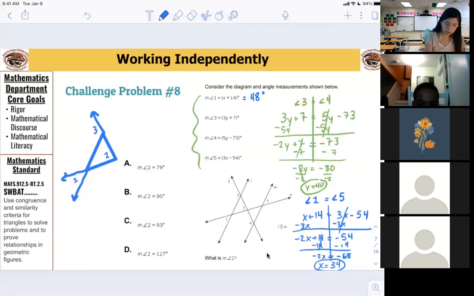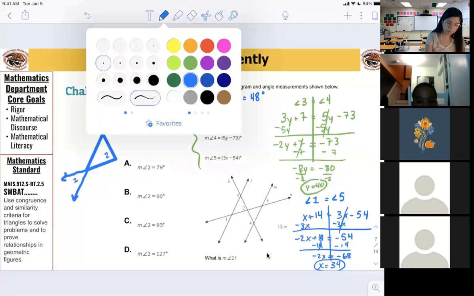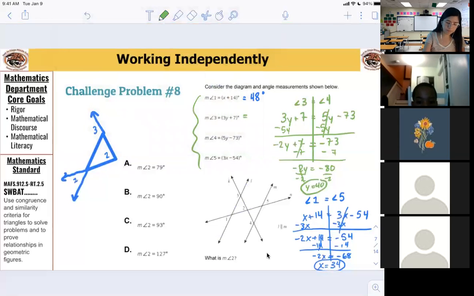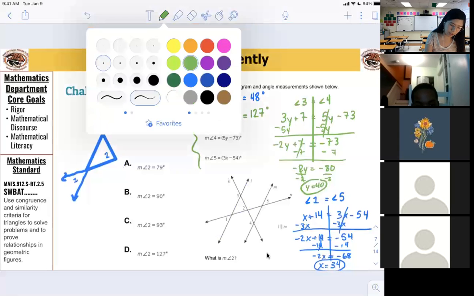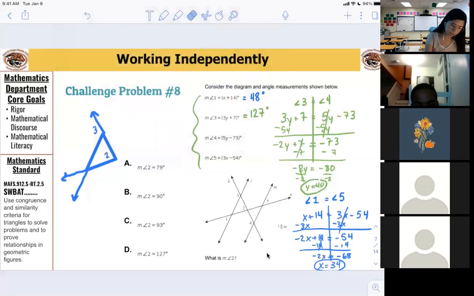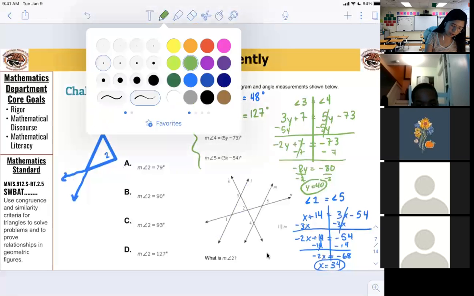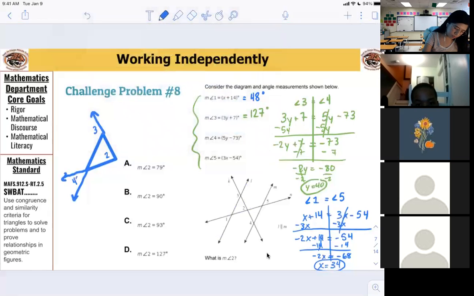So I know this is 48. What about angle 3? What could I do to figure out the value of angle 3? Do the same thing. Plug in the other one. Yeah, plug in 40. So 3 times 40 is 120 plus 7, 127. Good. So let's fill that in. Angle 1 is 48. Angle 3 is 127.